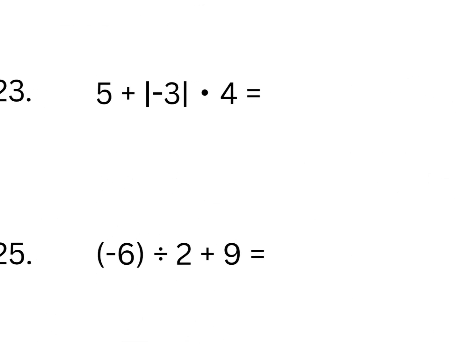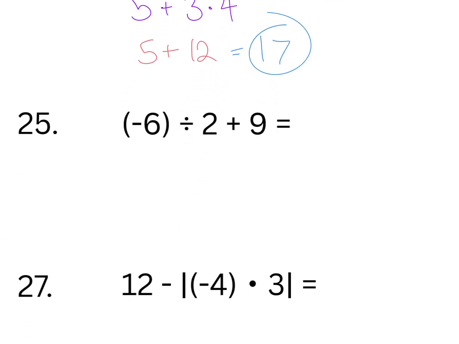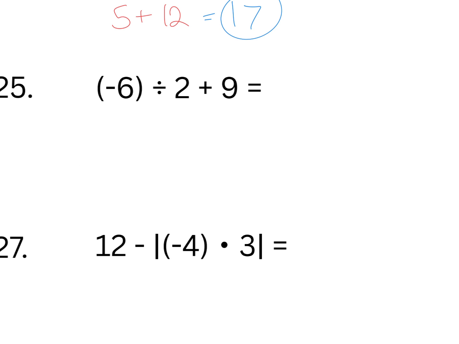We got some absolute value bars here, which means we're going to have to deal with them kind of like parentheses, and parentheses are handled first. So 5 plus 3 times 4, that's going to look like this. 5 plus 12, and that's going to be 17. We got negative 6 divided by 2, that's negative 3. Plus 9, well, that is 6.